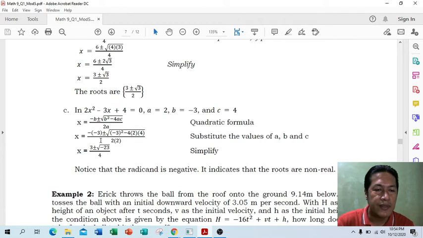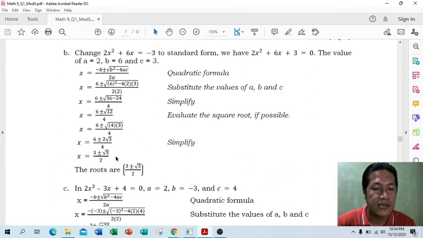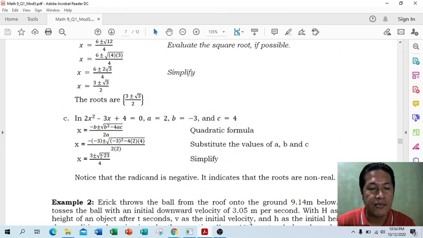Okay? If there is no perfect square, leave it as is. There is no perfect square here: the square root of negative 23, none. Leave it as is. Those are our roots. So for C also, there is no perfect square root.